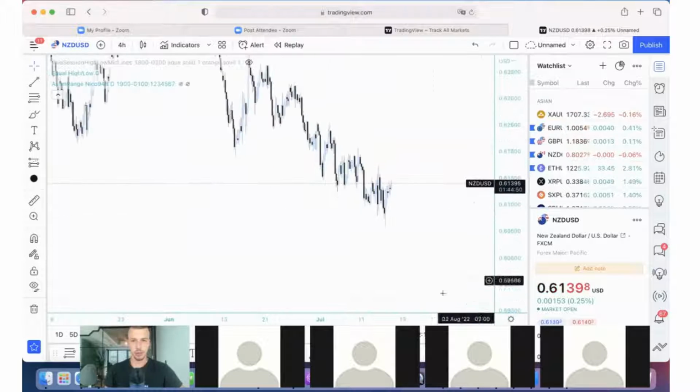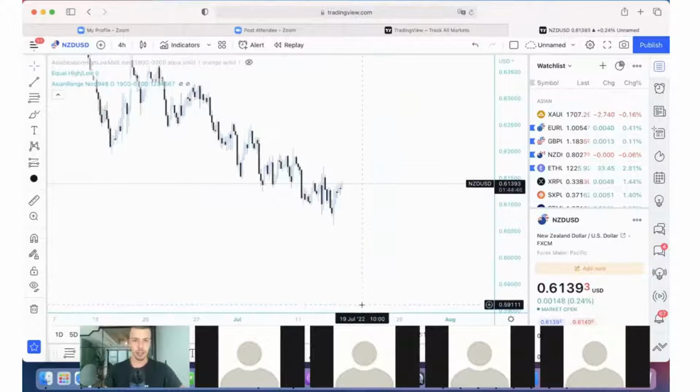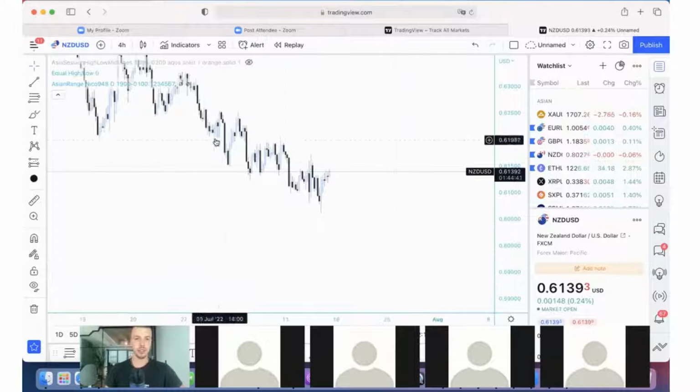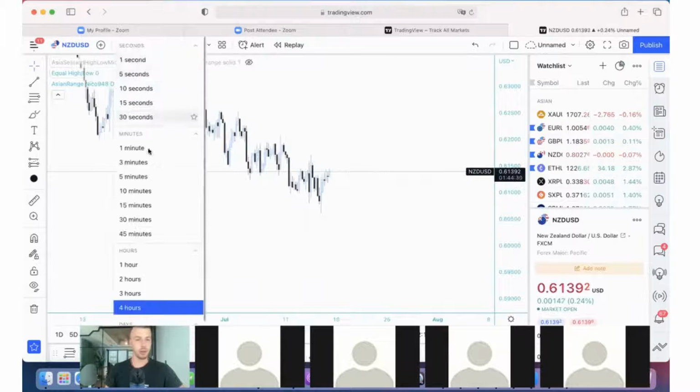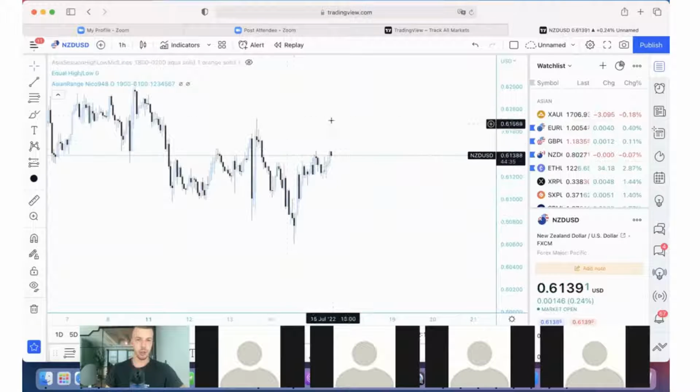So NZD USD, of course, on the 1 hour, it looks very nice. However, let me see on the 4 hours. Also consider that it is Friday. There might be some reversals after a long downtrend. But however, we go with the trend. And this order block is perfect because it manipulates to the upside.